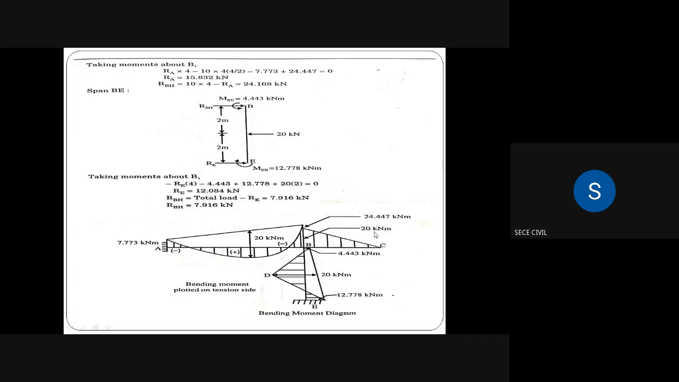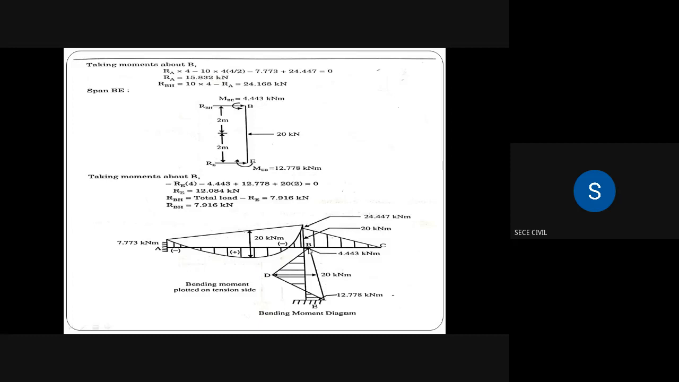In span BC, because of the load at the free end, we are having a moment. So minus 20 kilonewton meter at this particular point, and joint C is a free end, so we are making it 0. Next, span BE. In span BE, left to right, a negative value goes above the baseline. We consider this side as above the baseline, and this side as below the baseline.